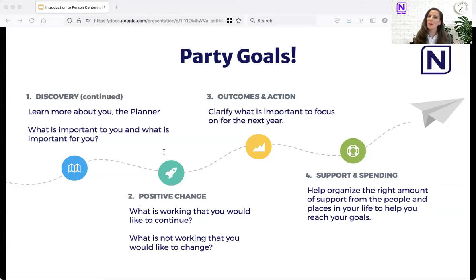Goal 3, outcomes and action. Now that we know you and we're talking about what your life should look like, let's talk about how to actually get there. We want your plan to help you find the right steps to take to reach your goals. And this is where we make sure we know what's important to you to focus on for the next year. With the last goal, support and spending, we talk about what the people in your life can do to support you and what resources are available to you in your community, from your regional center, and so on, and how to make sure you can use all of those to succeed.